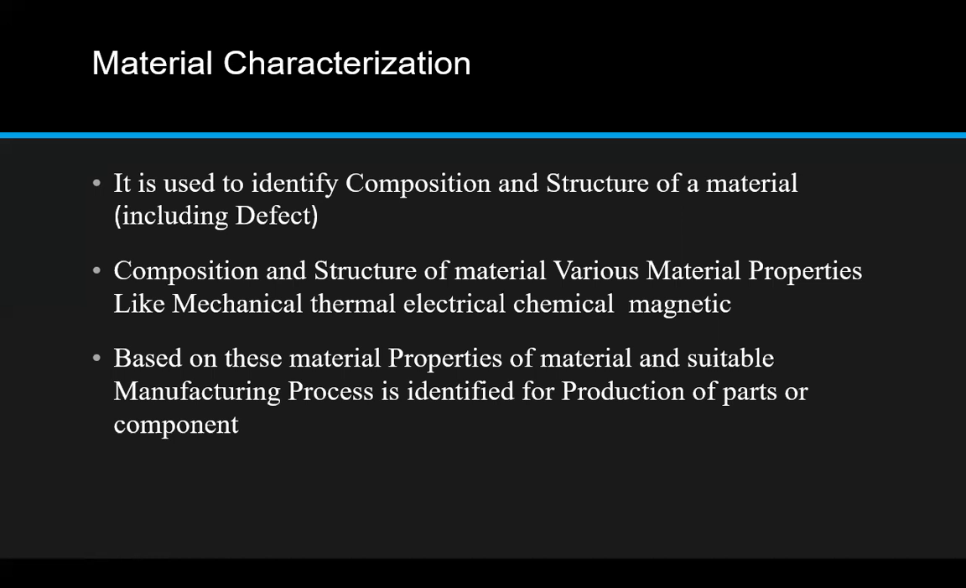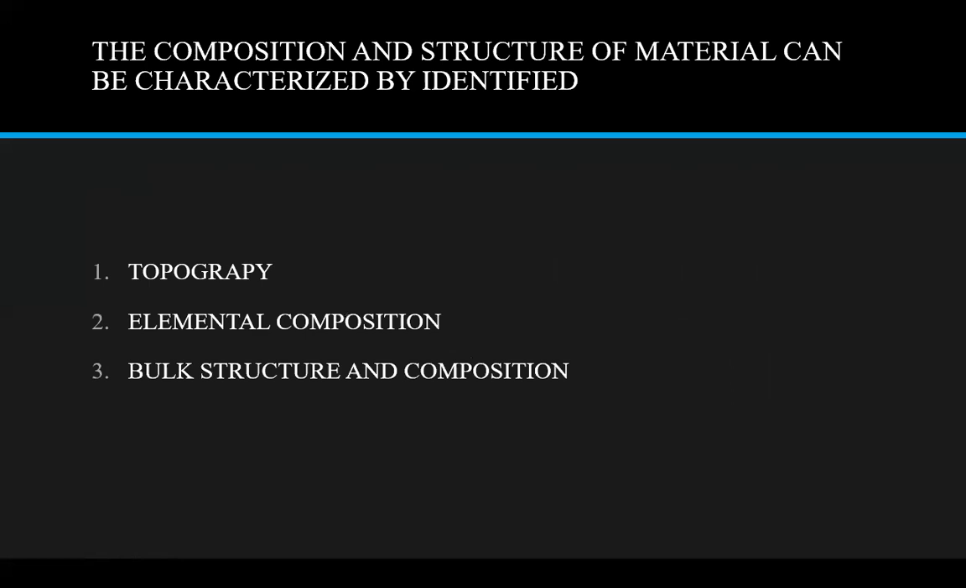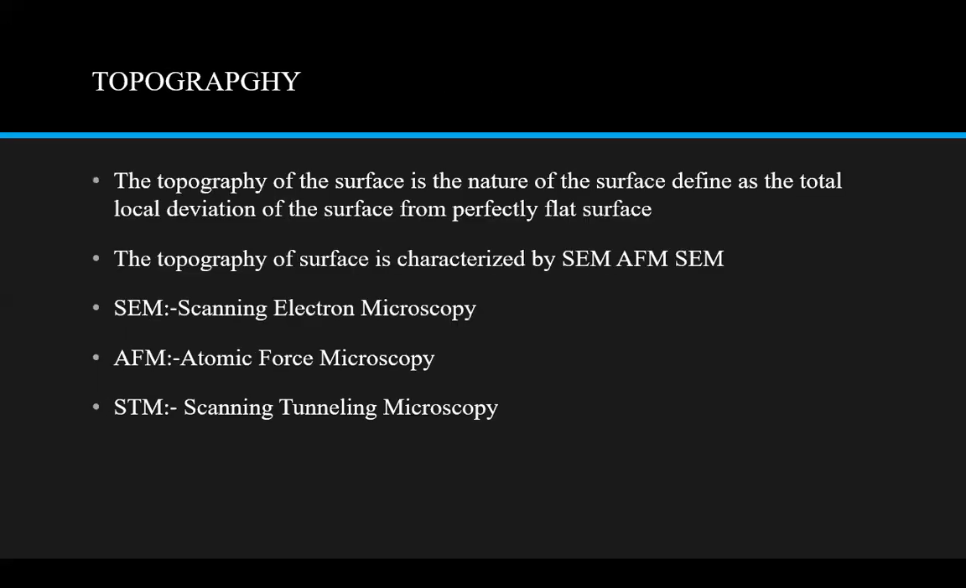The composition and structure of the material can be characterized. There are three main types that can be characterized. First is topography, second is elemental composition, and third is bulk structure and composition. Topography is defined as the total local deviation of the surface from a perfectly flat surface.